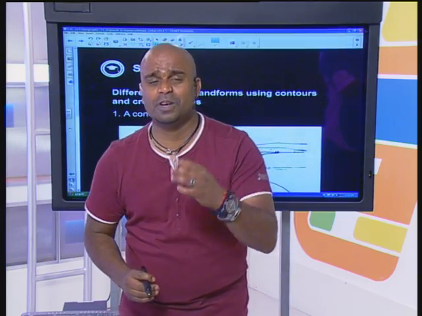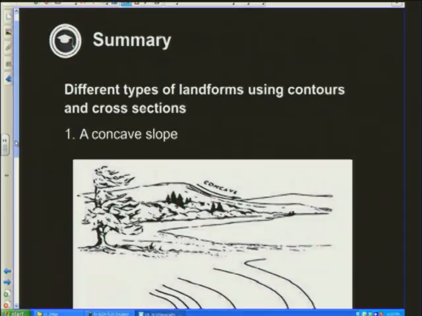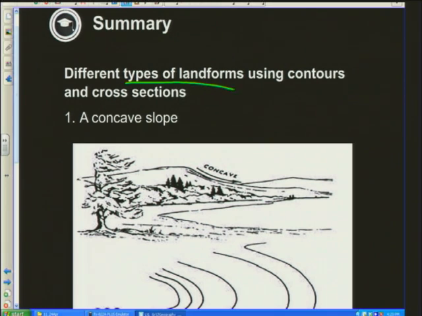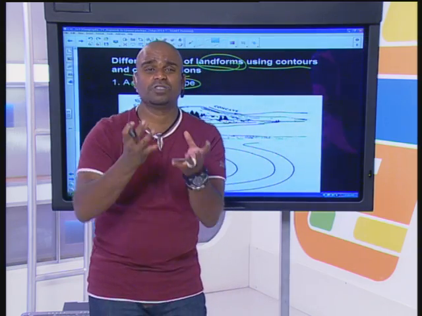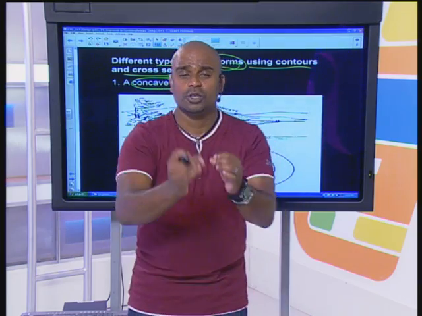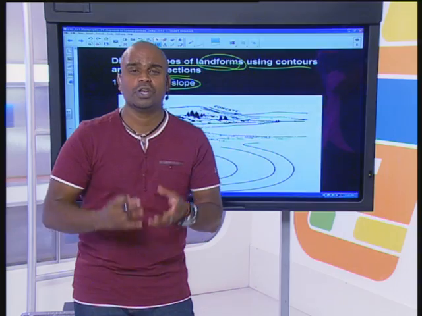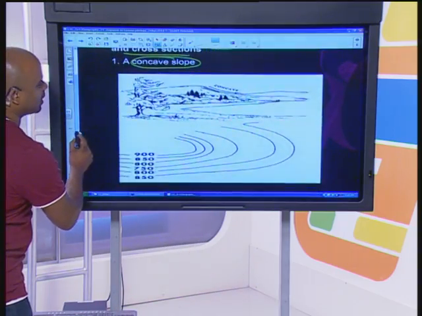I want to do a quick example of the types of sections that you will be able to see. In this example, note the following. We will look at different types of landforms using contours and cross-sections. What does a concave slope look like? In the exam, you'll surely be required to describe some of these cross-sections. And I will use some of these examples to show you what terms I use to describe the cross-section. In this case, we will look at a concave slope.